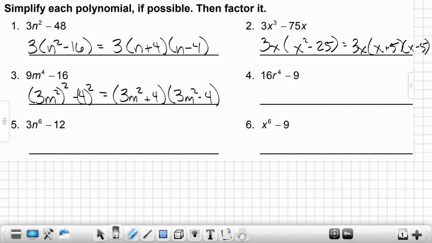All right. I agree with you, Sydney. No, Alexa, I'm trying to learn. Sorry. Alexa, you're good. So 16r to the fourth. What is this? Difference of squares, difference of cubes? It is difference of squares. 16r to the fourth would be what squared? 4r to the second. Sydney. 4r squared squared. Yep. Okay. 9 is what squared? 3. Done, Sydney? Okay. So now we have something squared minus something squared. So that turns into 4r squared plus 3 times 4r squared minus 3.